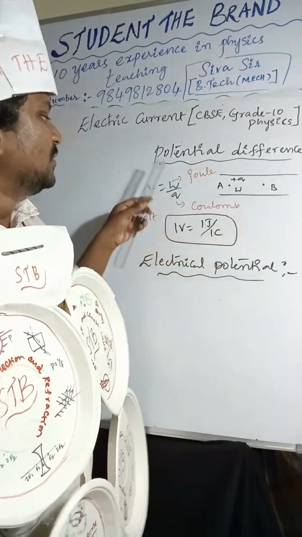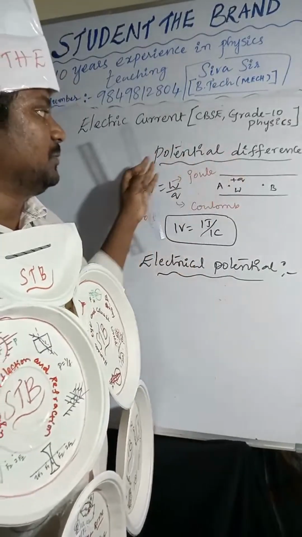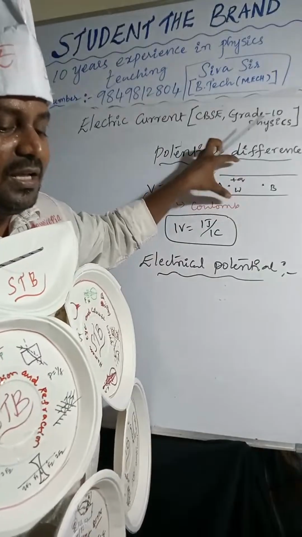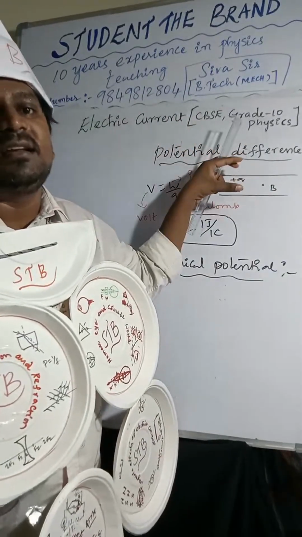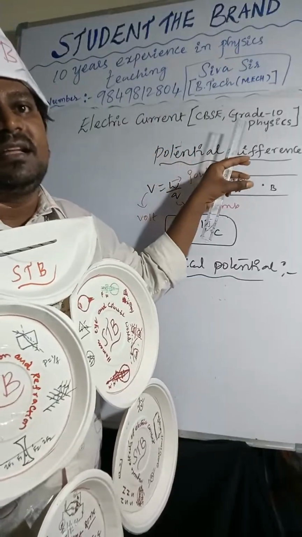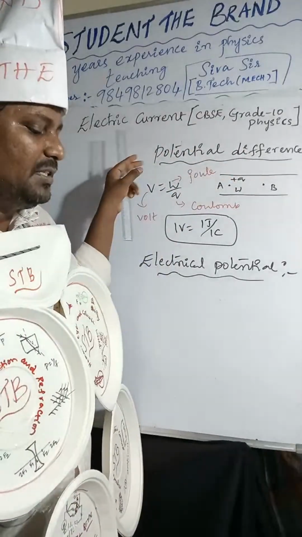So that is 1 volt, and that is nothing but potential difference within the conductor. Potential difference means you have to keep in mind: if it is happening within the conductor, that is a potential difference.